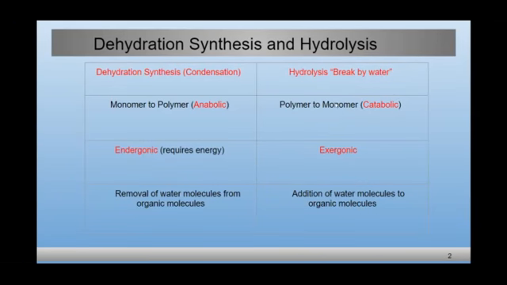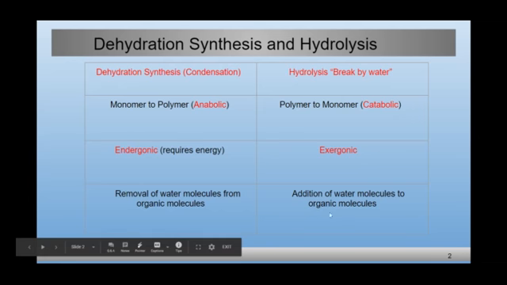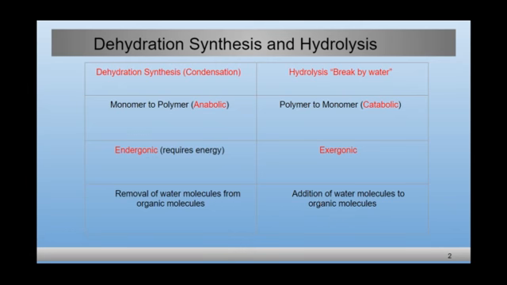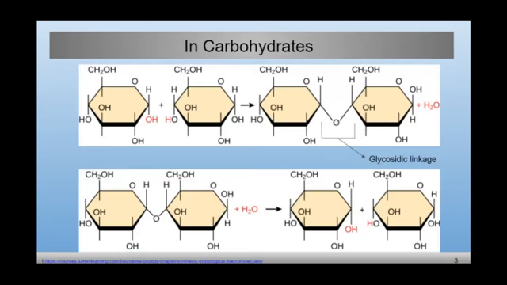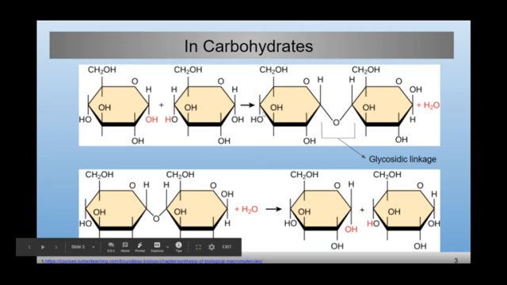Pretty much, you could think about it that way. It is an exergonic reaction. It happens spontaneously and doesn't require energy. And you add water molecules instead of removing them to these organic molecules so that they can break the bonds between these monomers, so that we result in monomers and not a polymer. So let's take a look at each macromolecule. What do these processes look like?